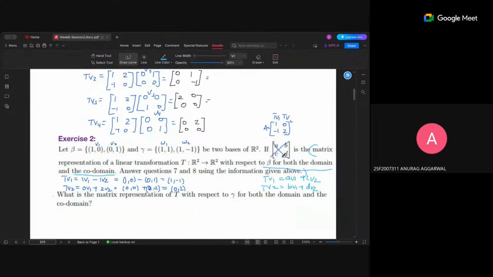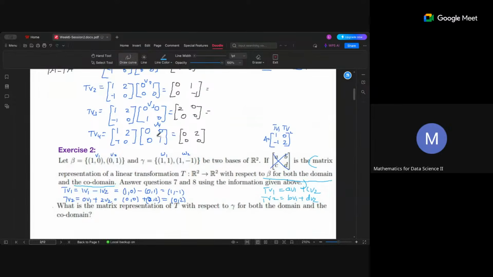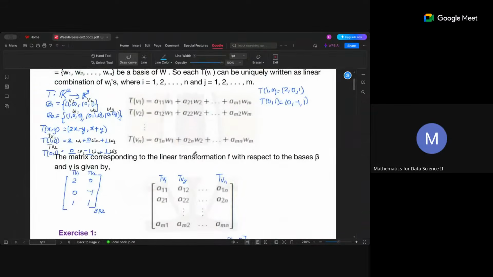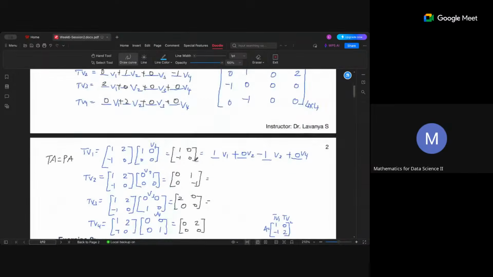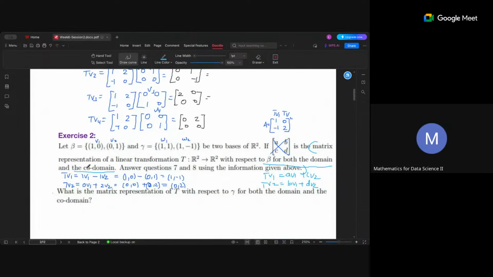Ma'am, where are w1 and w2? Here in this case, that is the difference I told you before even starting the problem. We are not considering w1, w2. It is given that we are considering beta for both the domain and the codomain. In the previous case, we had different bases, beta for the domain and gamma for the codomain. That's why we took the elements of gamma, which are w1, w2, up to wm. Now we are considering beta for both. Okay, understood, ma'am. Thank you.